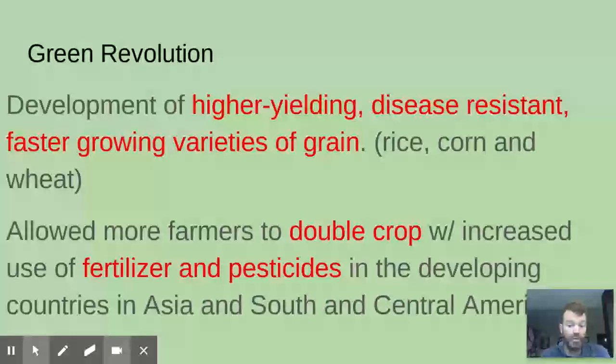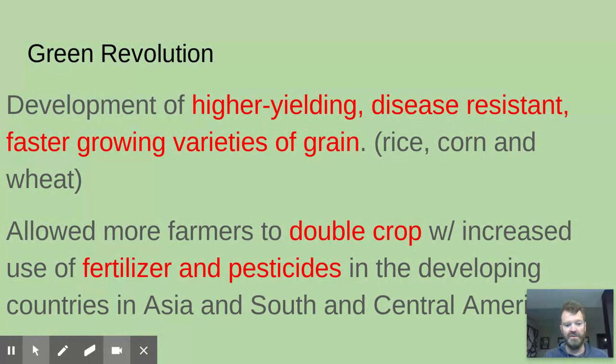It allowed the farmers to double crop, so they could increase their use of fertilizers and pesticides in countries in Asia and in South and Central America. So they could figure this out: if I plant this crop in June and harvest it in September, then I put these chemicals on the ground and I can do it again if the weather's right. I can do it again. So the fertilizer and the pesticides are rejuvenating the ground. Pesticides are killing off bugs and insects and disease that might get into the crop, but they can produce these seeds now that will be resistant to the pests, to the insects that would get in there.